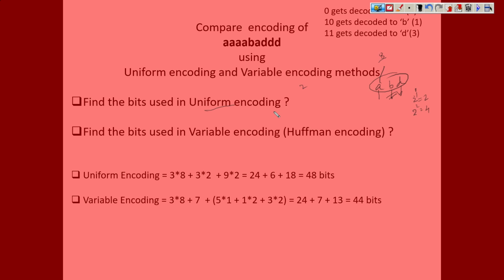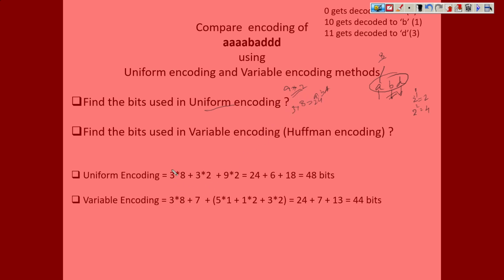So how many bits are used for encoding? We have 1, 2, 3, 4, 5, 6, 7, 8, 9. This is a nine-size word. So 9 into 2 is 18. This is the number of bits used to do the encoding. Along with that, we use A, B, D, which is three characters. So we have to send 3 into 8, 24 bits, to the receiver in order to make them understand that A, B, and D are being used in this message.